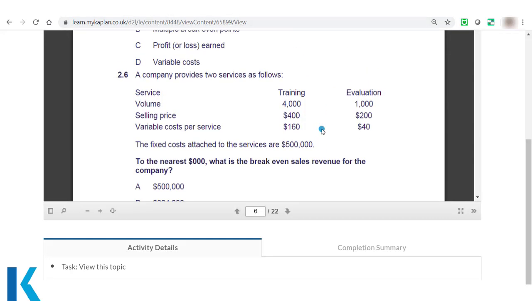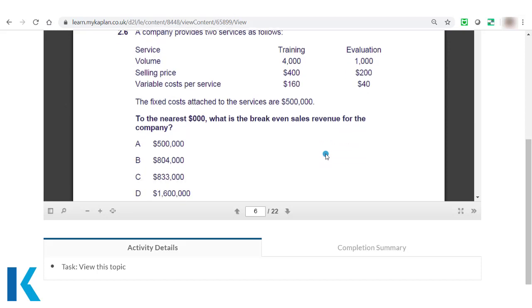Now, the question I'm going to show you is a multi-product break-even question. This is taken from CIMA P1 and it's on the integrated workbook questions, but don't worry, this is just designed to show you how to use it. So the question is saying, what is the break-even sales revenue? And we've got two products here, or two services in this case.